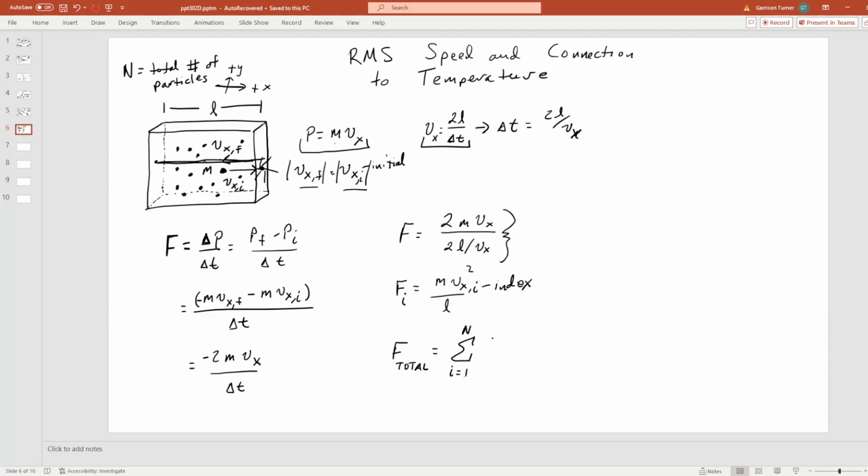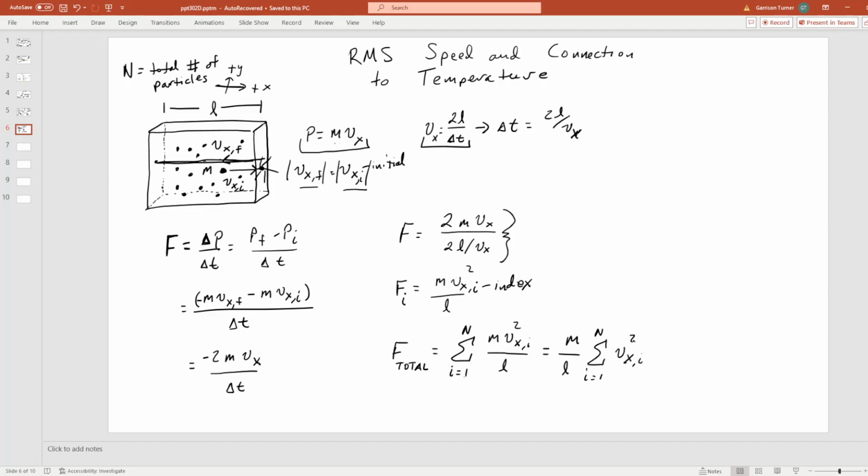And so then this becomes m vx for the ith particle squared divided by L. Okay? But m and L are constant, so they can actually come out of the summation.